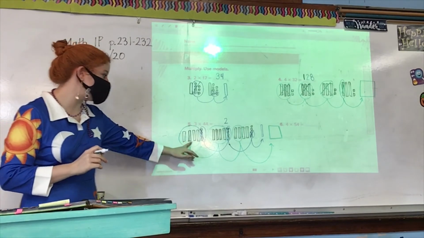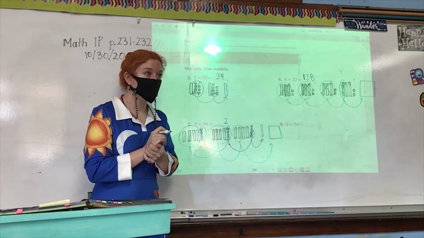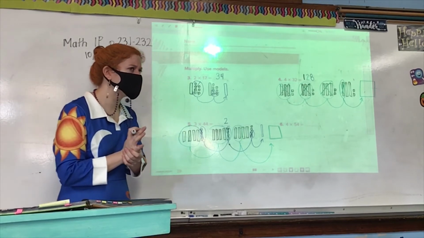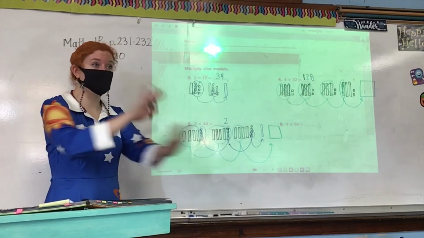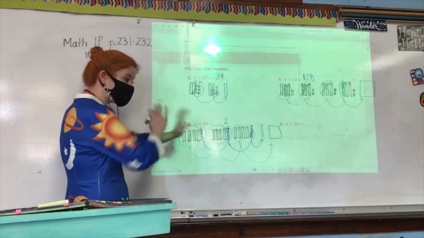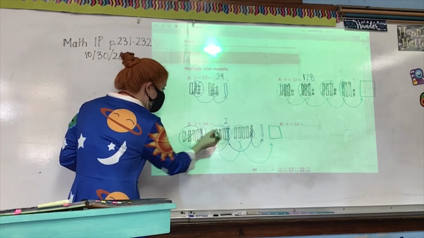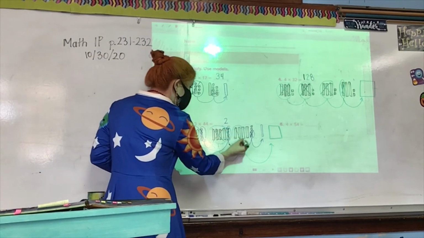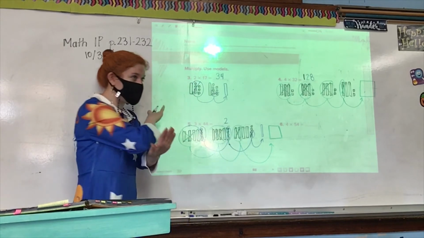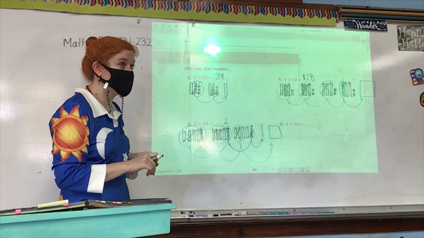Okay, Michaela, what should I do with these regrouped 10s so I don't accidentally count them again? Should I add them? I don't want them. I need to show they're not there anymore. I traded them. So what should I do to show that they're not there anymore? Cross them out. Only the circled ones. These uncircled ones, I am going to leave alone. Okay, Michaela, now what do I do?